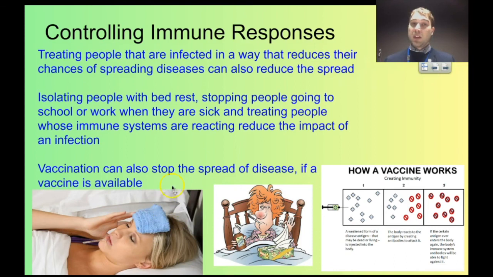One way of using the immune response to stop the spread of disease is to have vaccinations and immunizations if they're available. Vaccines aren't available for all pathogens. Depending on the pathogen, there might be a vaccine or not.